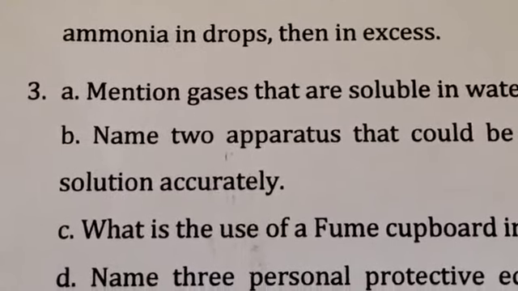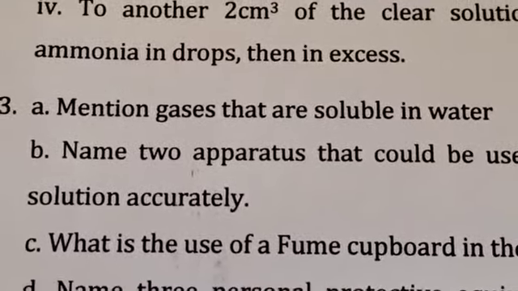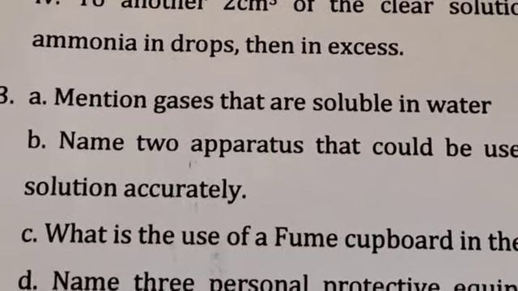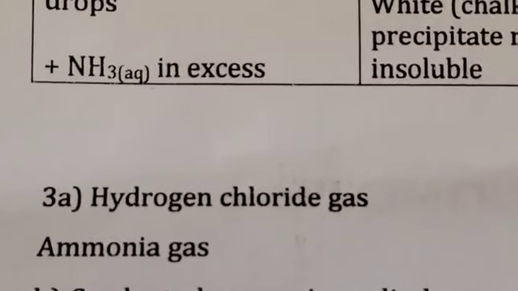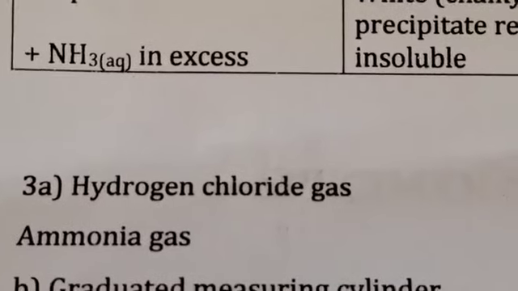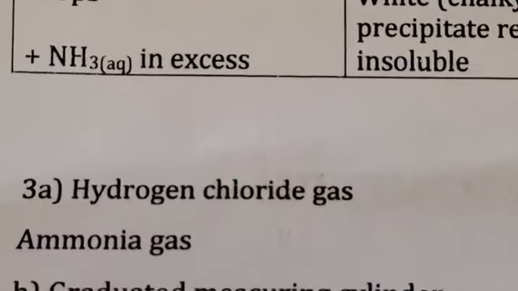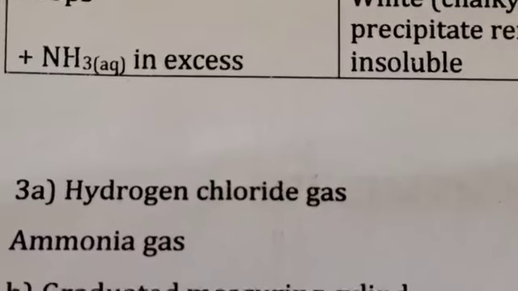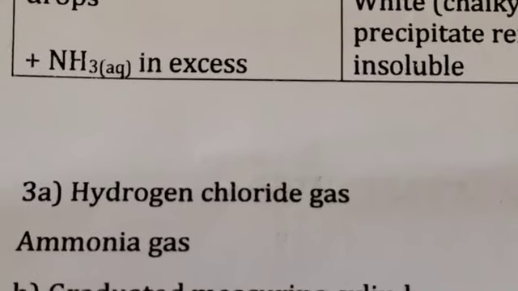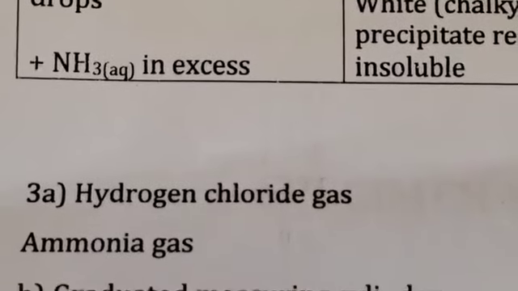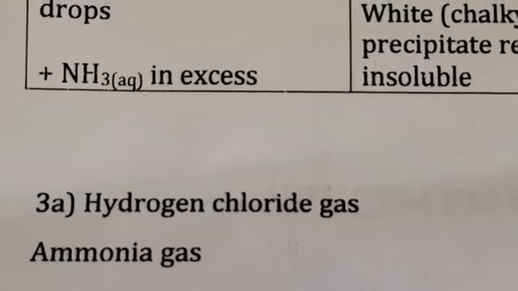We'll now go to question 3A. Mention 2 gases that are soluble in water. The answers are hydrogen chloride gas and ammonia gas. In chemistry practical, when you're asked to mention or list, you have to write the full name of the substance. Somebody writing HCl gas and NH3 gas will not score. Writing the formula of these gases will not score. In marking, mention means give the full name.